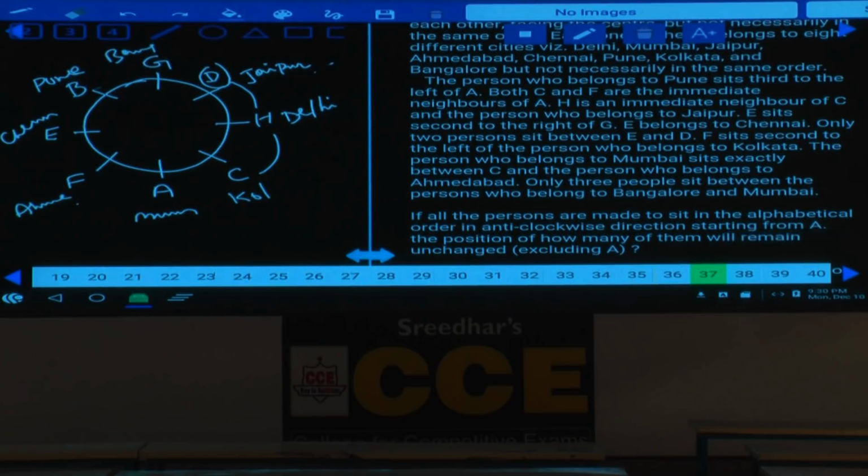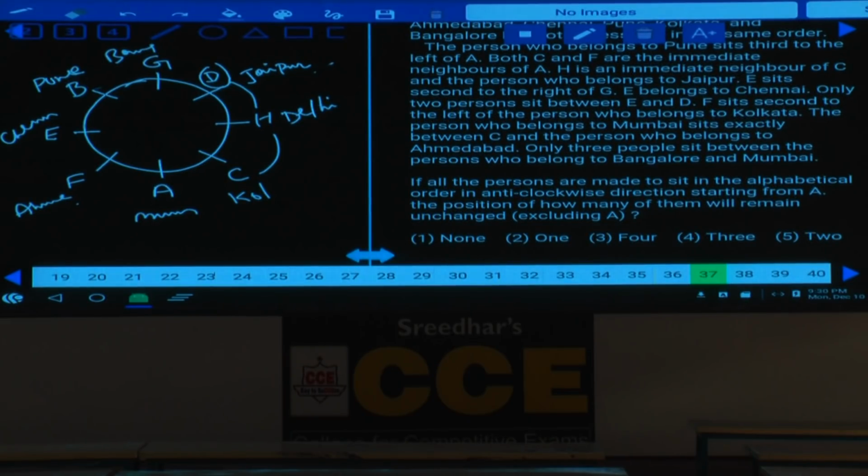Then question number 37, if all the persons are made to sit in alphabetical order in clockwise direction starting from A in the anti-clockwise direction, starting from A. Now this is A, this is B, C, D, E, F, G, H. Then how many of them will remain unchanged? Yes, tell me who is the person who remained unchanged here excluding A. Now D is the only one person who remained unchanged. That is only one person, that is choice 2.